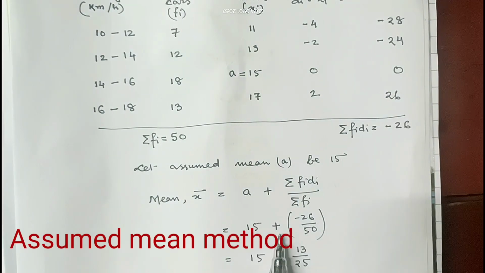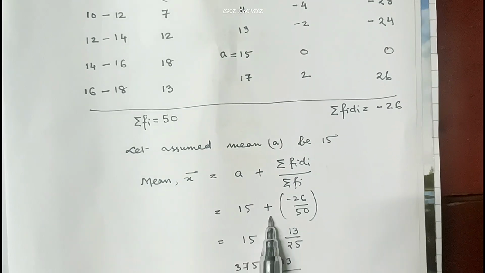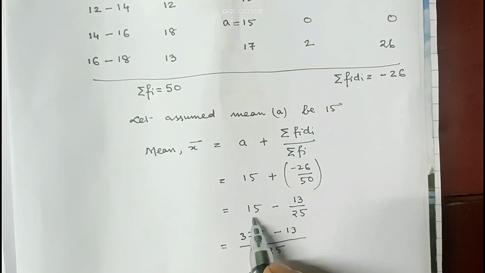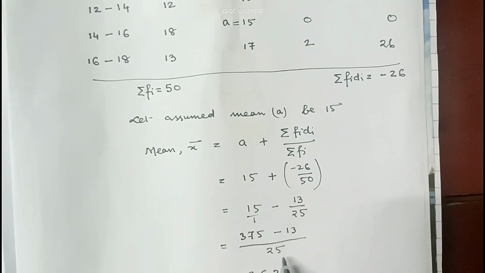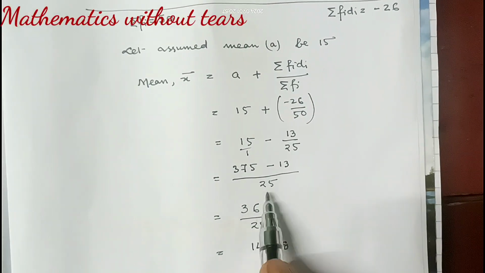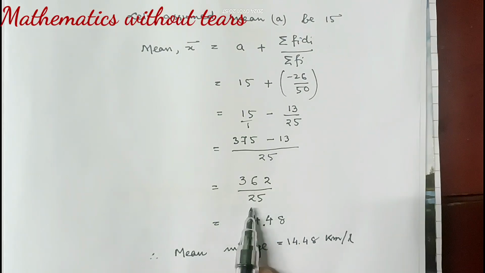Here A is 15 plus fidi is minus 26 and fi is 50. If I cancel 26 and 50 by 2, I am going to get minus 13 by 25. Now the LCM here is 25. 25 into 15 is 375. Minus 25 divided by 25 is 1, 1 into 13, 13. So 375 minus 13 will give 362 divided by 25. If we divide 362 by 25, we will get 14.48. Therefore, the mean mileage is 14.48 km per liter.